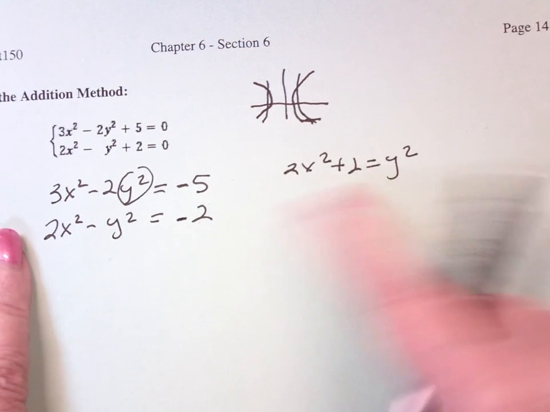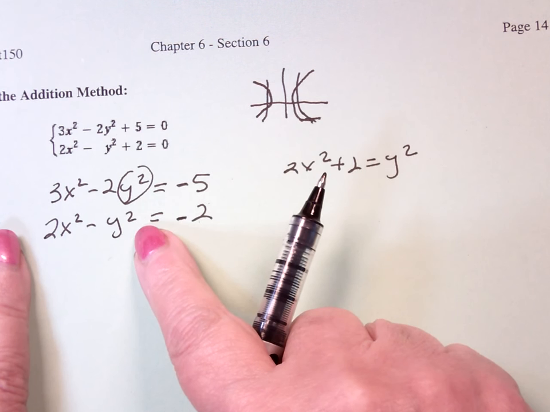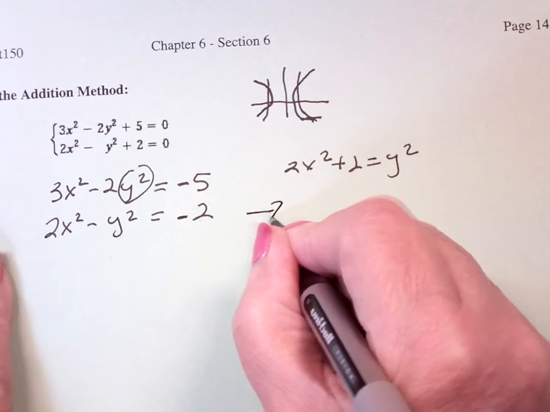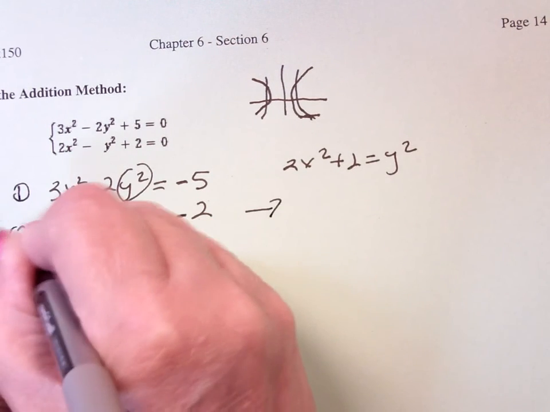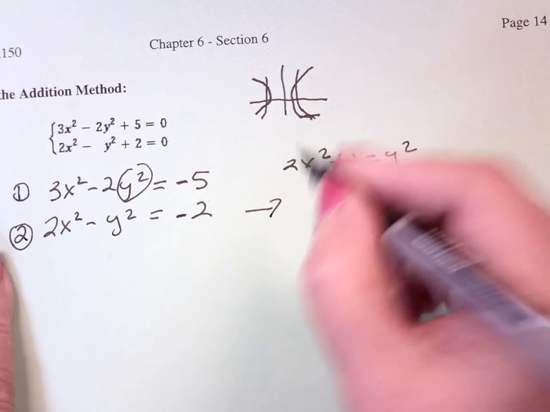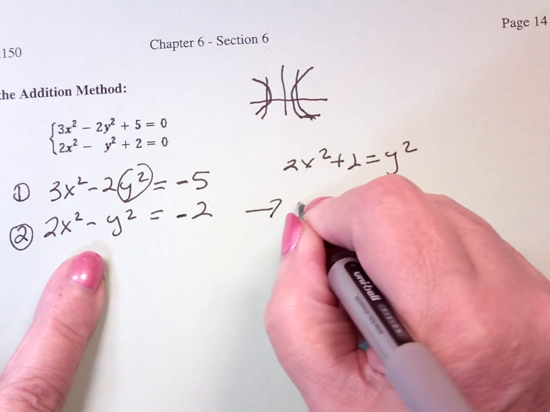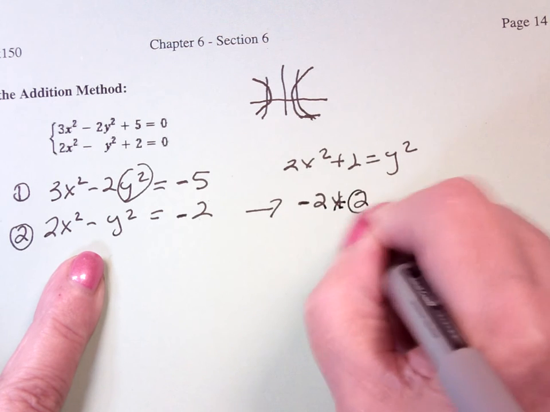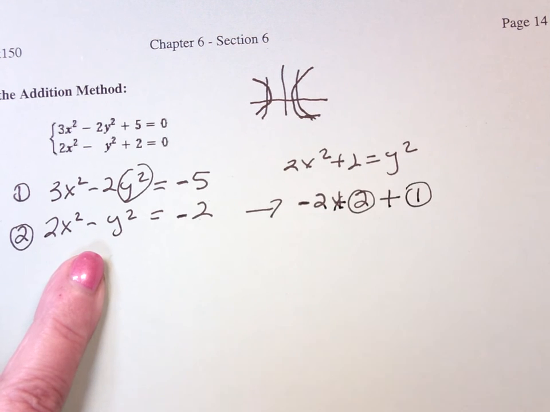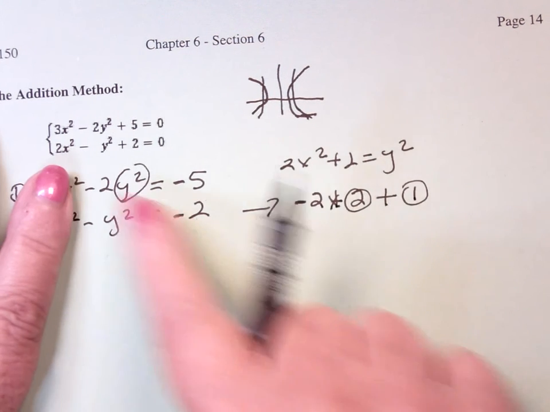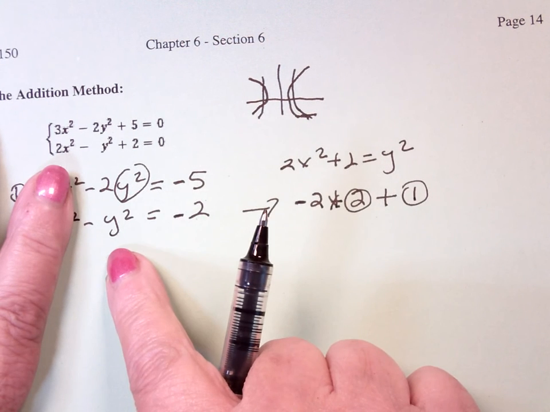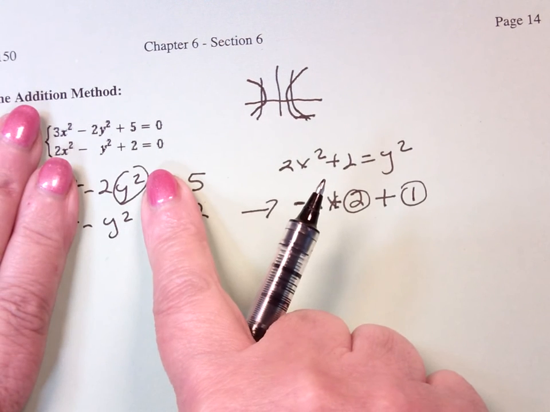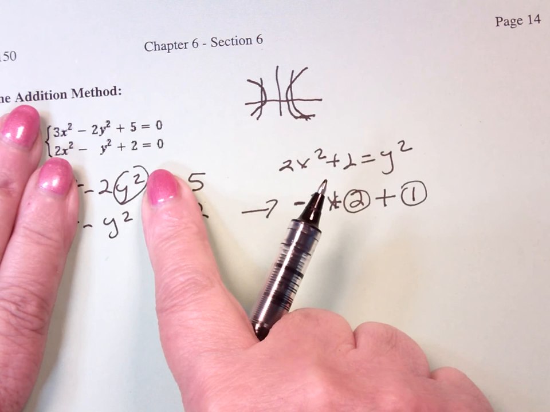Or I could notice that these are both x squareds, these are both y squareds. I can use the addition method. So in other words, here's equation 1, here's equation 2. Using the notation we did for matrices, I can take negative 2, multiply it times equation 2, and add it to equation 1. Then I'd have a negative 2y squared and a positive 2y squared, and when I add, I would end up with the y squareds dropping out. So the addition method will work on this guy.